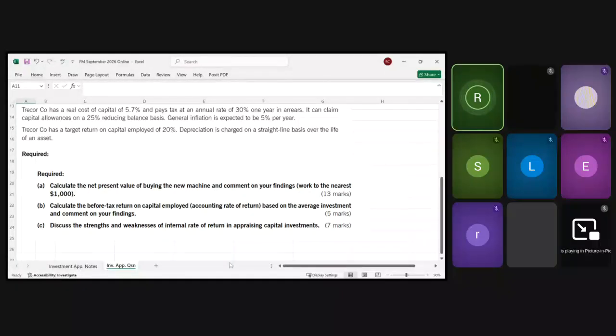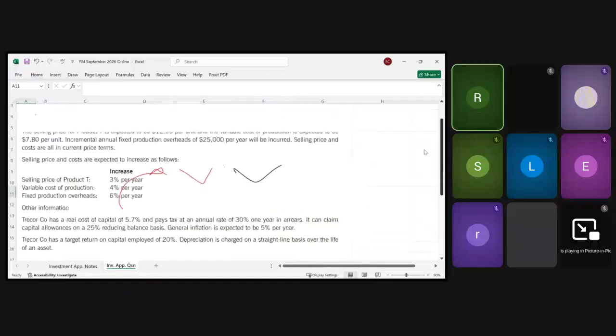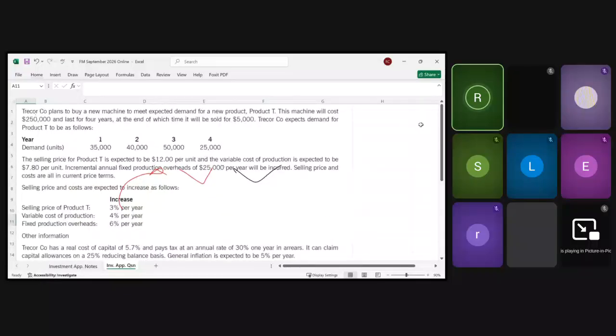Question A, calculate the net present value of buying the new machine and comment on your findings. Work to the nearest thousand, that doesn't matter. Calculate the before tax return on capital employed, which is accounting rate of return based on the average investment, and comment on your findings. Discuss the strengths and weaknesses of internal rate of return in appraising capital investment. 7 marks. So let us go through this question together.